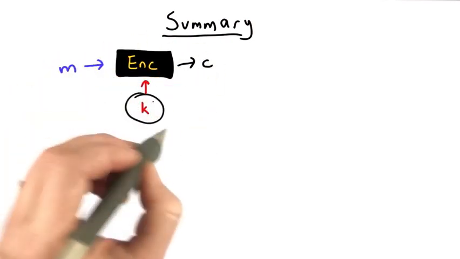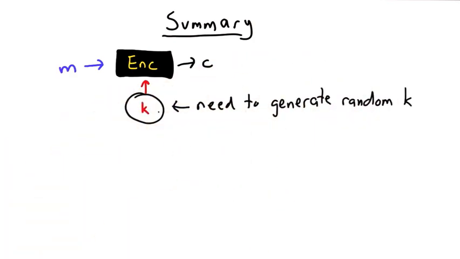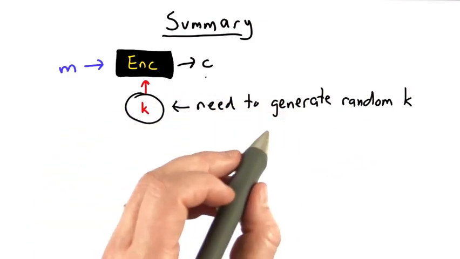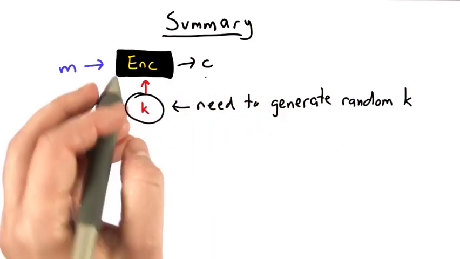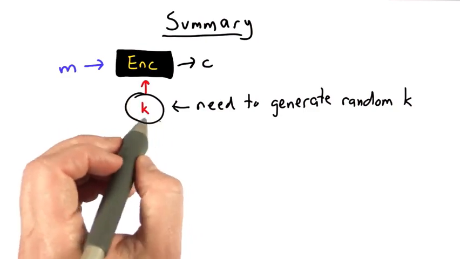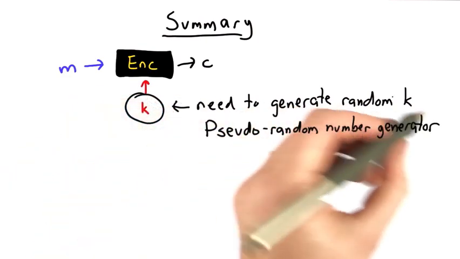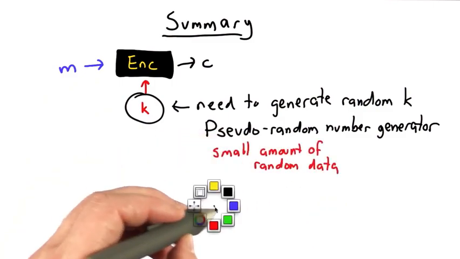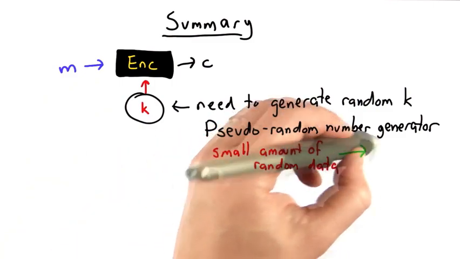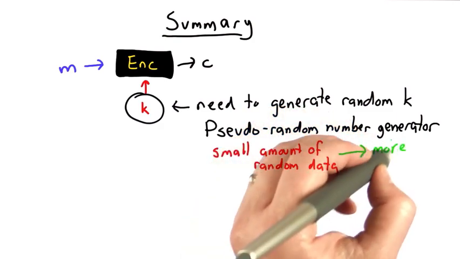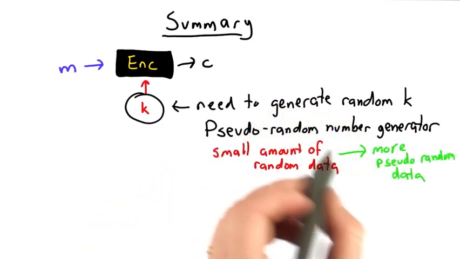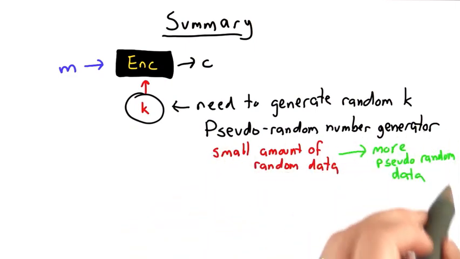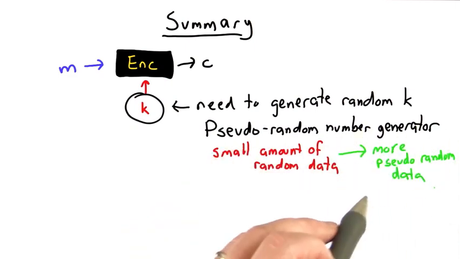For the first part, we focused on the key, the need to generate a random key, which is a very hard problem. And we saw that we could use physical randomness if we had enough available to do this, but there's no way mechanically to produce a perfectly random key. But we could use a pseudo-random number generator built using encryption to take a small amount of random data and amplify that to produce more pseudo-random data. And we saw how to use a symmetric cipher to take a small amount of random data and produce a sequence of values that appear to be pseudo-random.